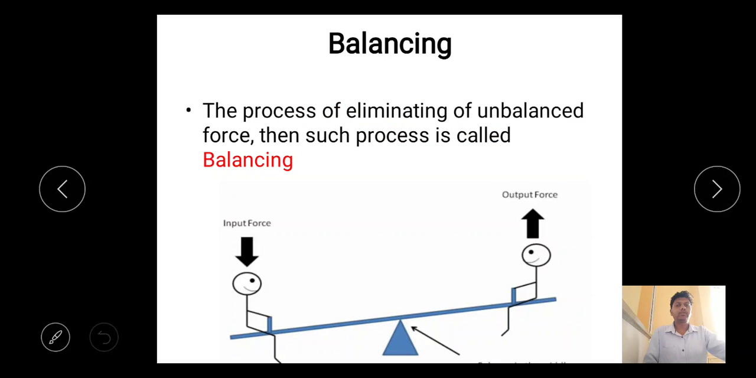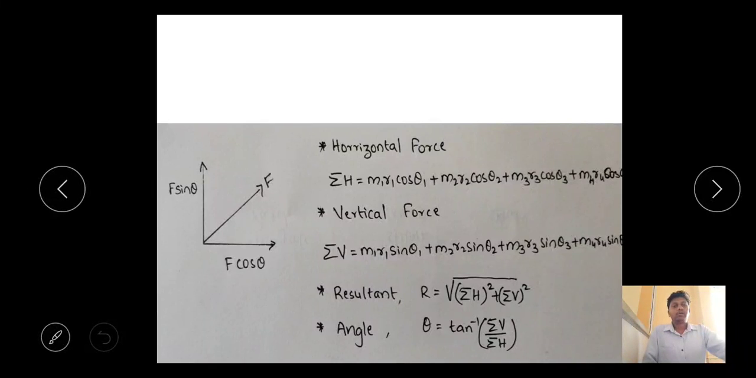Yesterday we discussed balancing. Then we discussed what is horizontal force and what is vertical force, and the resultant and angle. We discussed how these formulas are obtained, and how to get the resultant and angle of the balanced mass. In today's lecture we will discuss one problem on balancing.